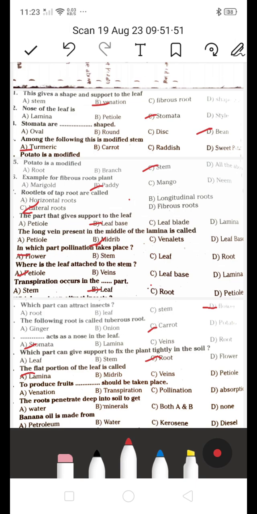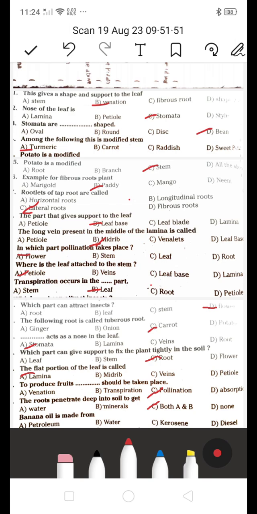To produce the fruits, dash should take place. Is it venation, transpiration, pollination, or absorption? To produce fruit, pollination should take place, right? C is the right answer. The roots penetrate deep into the soil to get water, minerals, or both A and B. Which is the right answer? Both A and B, minerals and water.